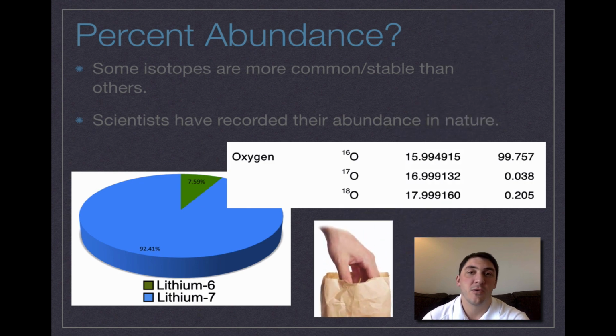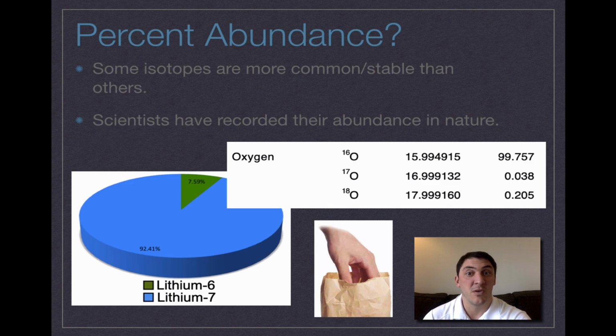Well, scientists are always trying to give you information on the periodic table as to what most likely you're going to encounter in nature, or most often. Let's say that you had a bag of 100 atoms of oxygen. You stuck your hand in there and you were only able to pull out 1 atom of oxygen. Which isotope of oxygen do you think you're most likely to pull out?